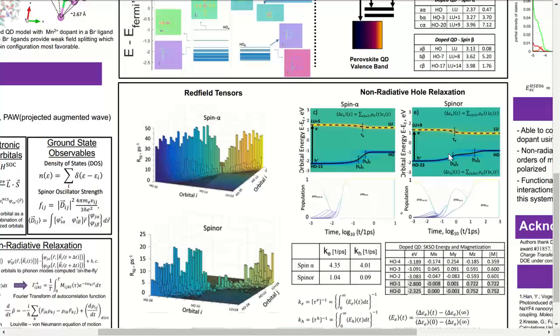These plots show how the population relaxes in time. You can see it's a very quick relaxation from pretty much each state all the way to the HOMO. Whereas here there's a bottleneck that happens from around HOMO minus 2, HOMO minus 1, then up to HOMO.